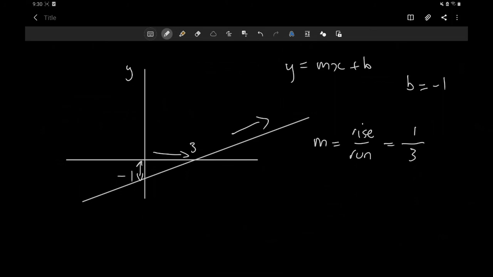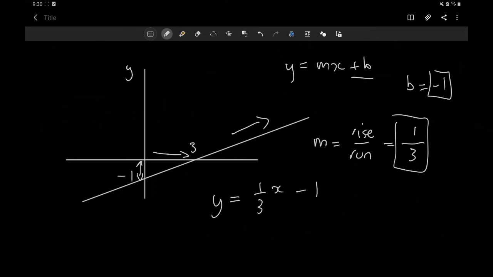So now that we have everything that we need, let's put it all into our general equation of a straight line. So we know y is equal to m, which we know is 1/3. So that's 1/3 x plus b, and we know b is -1, so it will be -1. And there it is. That's the equation of this line. Y is equal to 1/3 x minus 1. So there you have it, a quick tutorial on how to calculate the equation of a straight line.